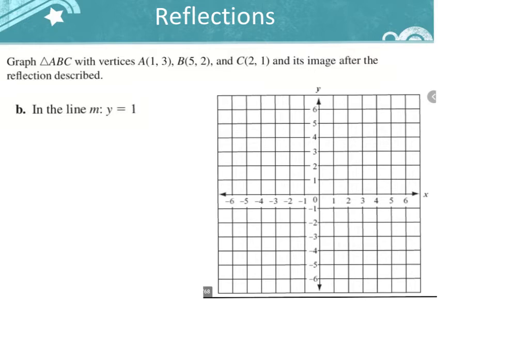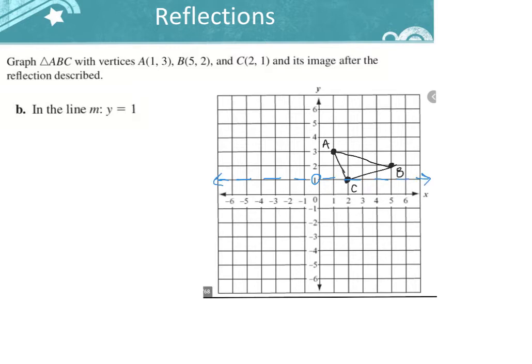So 1, 3 is up here. This is A. 5, 2 is over here. This is B. And then C is 2, 1. Right here. Draw our little triangle. Beautiful. And y equals 1, okay? That's going to be right here. So we're going to draw a horizontal line at 1. And we're going to be reflecting over this line.